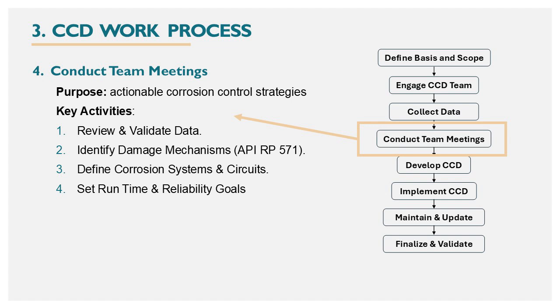Number 3 is define corrosion systems and circuits, where corrosion systems is the activity of grouping equipment and/or piping with similar process conditions. And corrosion circuits is the activity of subdividing them by similar materials and damage risks. Defining corrosion systems and circuits serves targeted inspection planning, RBI, and IOW development. Number 4 is set runtime and reliability goals. These activities define planned run length and acceptable damage rates, and align them with business, safety, and environmental objectives.